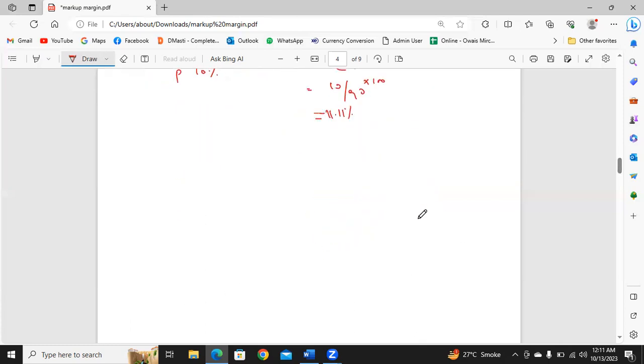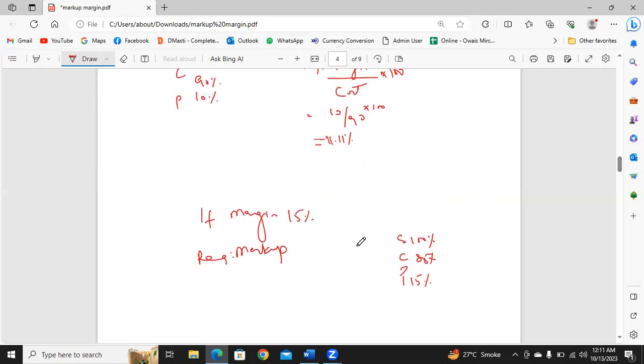Now, for example, margin is 15% and the requirement is to calculate markup. In SCP, it is a margin, so sales is 100%, profit is 15%, and cost will be 85%.